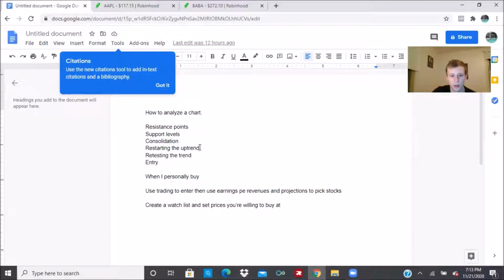We want to walk through restarting an uptrend, okay? This is one of the most important things you need to understand about investing or trading. It doesn't matter, it's all pretty much the same, because your entries are important. You don't necessarily make money when you sell. You make a lot of money when you buy at a good price, okay?